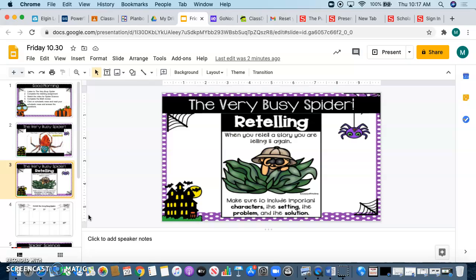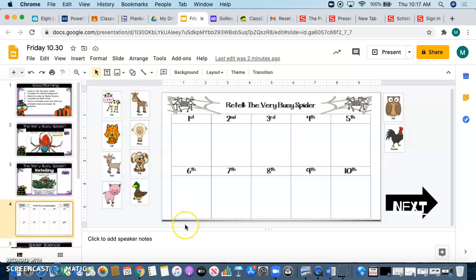So retelling is when you retell a story, you are telling it again. So make sure to include important characters, the setting, the problem, and the solution. So this is what you're going to do after you have watched the story. You're going to put the characters, the animals, in order from the first time you see them to the last time you see them, okay? So you'll move these pieces and put them in order, okay?